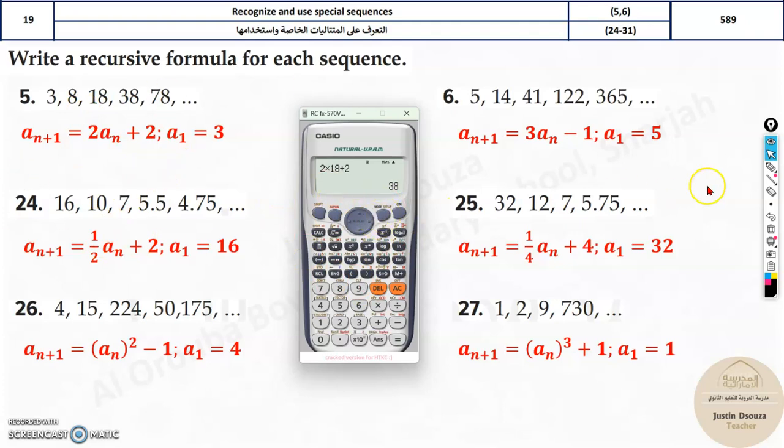Another way, if there are plenty of numbers, for example over here, 1 divided by 4 into, first time you must write the first term, 32 plus 4. Now when I press equal to, I'll get 12. Now instead of changing it all the time, I can just remove this and put the answer, because the saved answer is 12. I'm getting 7. And now this will be saved as the answer. If I press equal to, I'll get the next answer. The same way I can find many terms of the sequence. So I hope this is okay.